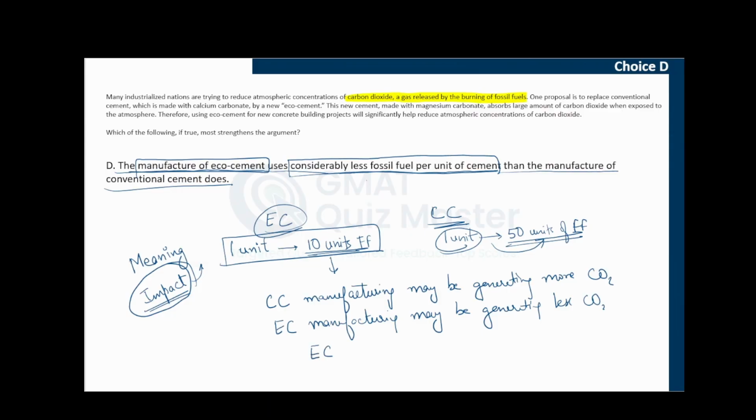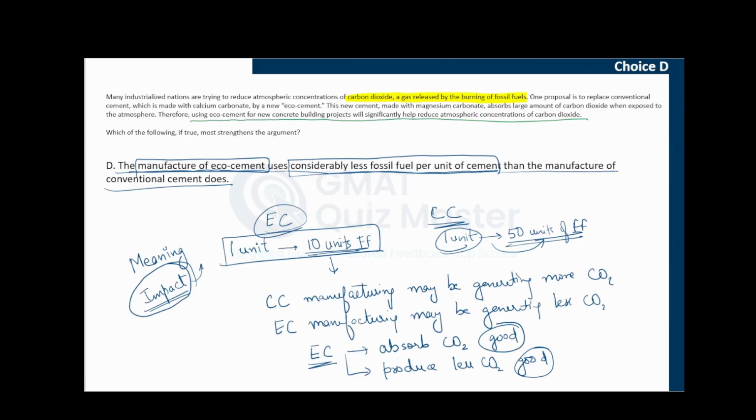We already know that eco cement will absorb CO2. So, this is already a good thing. This will already help reduce CO2. Now, we get to know that it will produce less CO2. If we switch to eco cement, the CO2 produced will also reduce, which is again a good thing, which is again something which will help reduce the atmospheric concentration of CO2. So that is why this choice supports the conclusion that yes, use of eco cement will significantly help reduce atmospheric concentration of carbon dioxide.